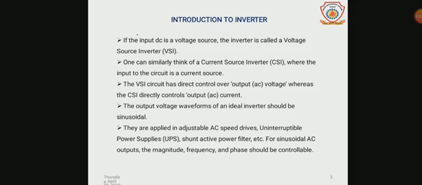If the input DC is a voltage source, the inverter is known as voltage source inverter, that is VSI. And if the input is a current source, the inverter is known as current source inverter, that is CSI. The output voltage waveform of an ideal inverter should be sinusoidal. The inverters are applied in adjustable AC speed drives, uninterruptible power supplies, that is UPS, shunt active power filter, etc.